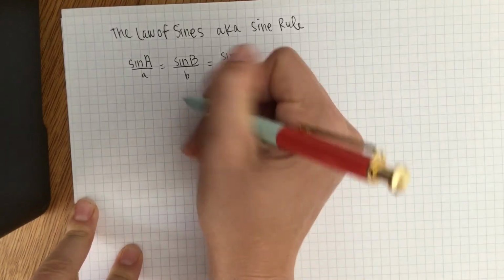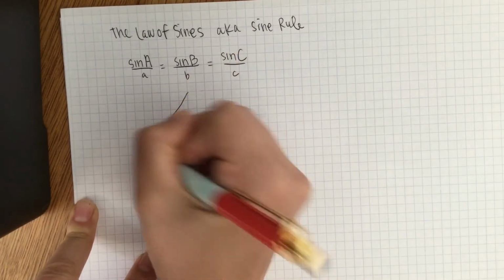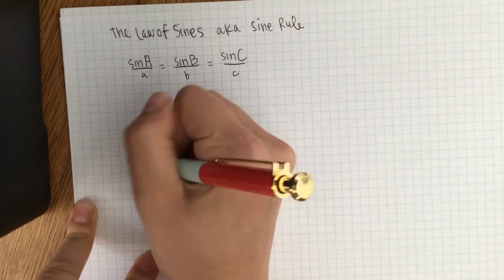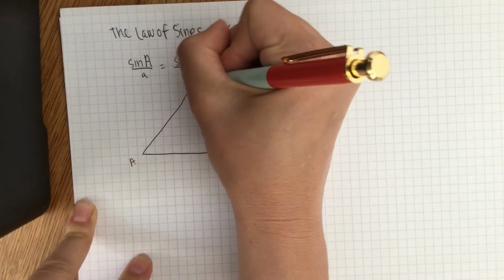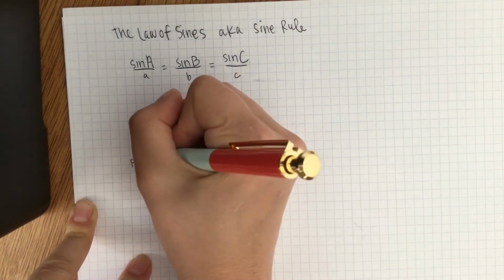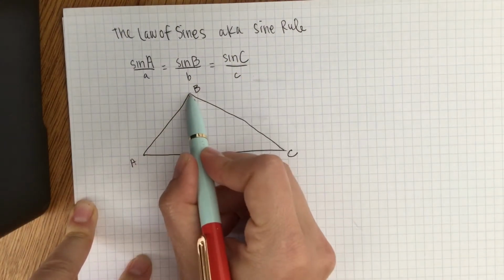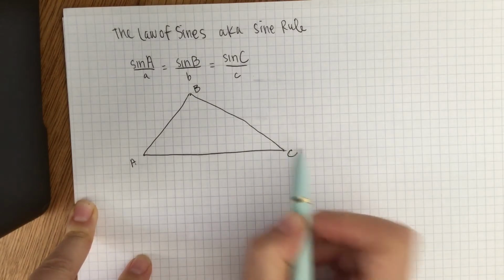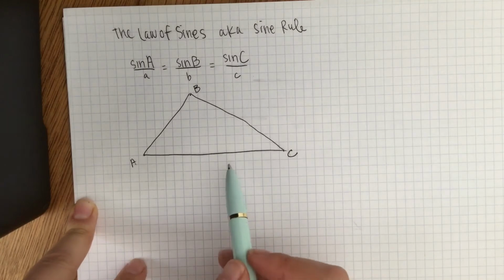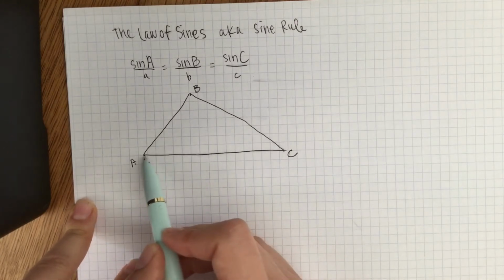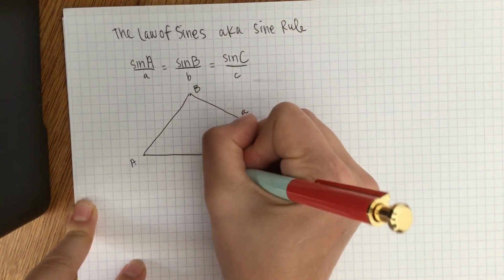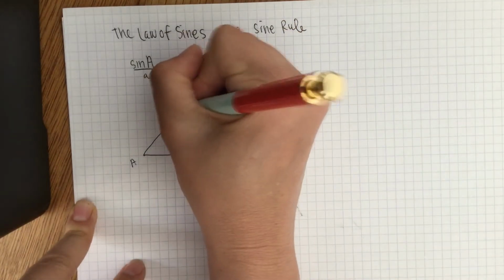So this is in a triangle. So again, non-right. We have triangle A, B, C. Now, the capital letters represent the angles because at the vertex of an angle, we have a point. And we learned all the way back in chapter 1 that points are named with capital letters. And then opposite of angle A is side length A, opposite of angle B is side length B, and opposite of angle C is side length C.